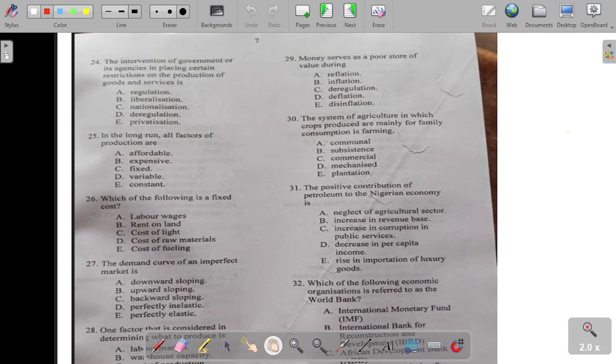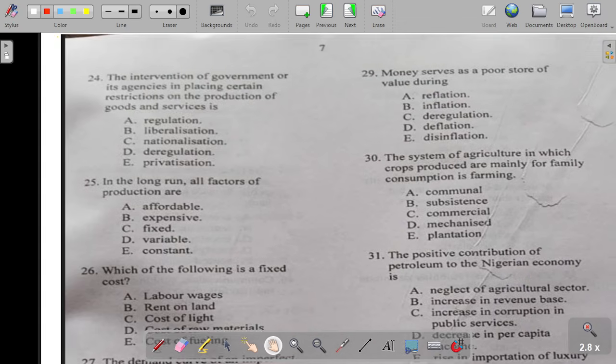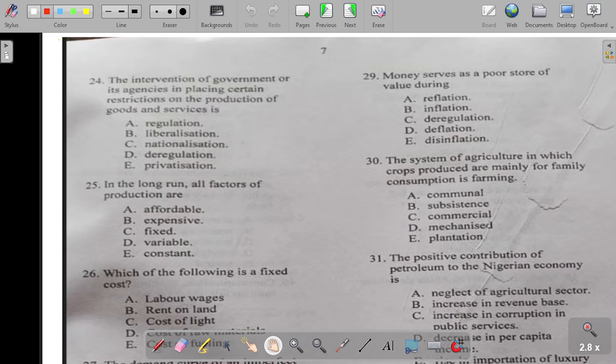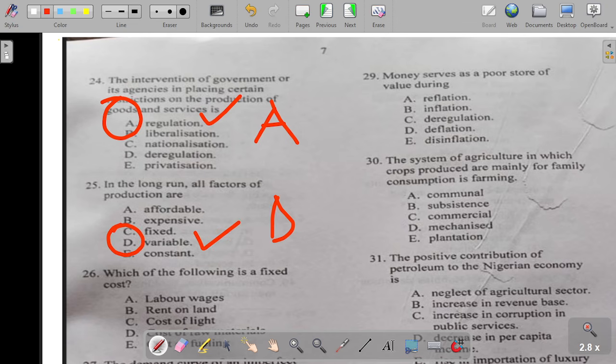Number 24 says the intervention of government or its agency in placing certain restrictions on the provision of goods and services is known as what? It is regulation. The answer is A. Number 25 says in the long run, all factors of production are: affordable, expensive, fixed, variable, constant. The answer is variable. In the long run, it's variable. That means this defines all the runs in economics. 25 is D.